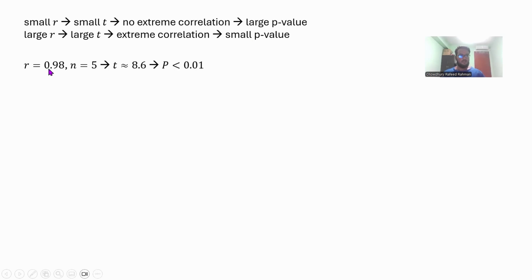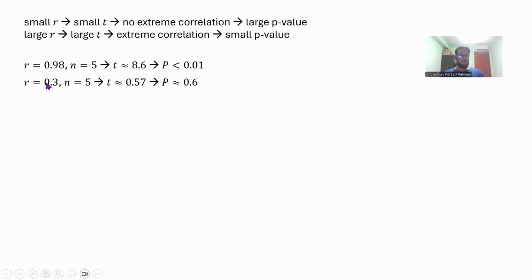For example, in our case, when r equals 0.98 and n equals 5, we are going to have a large t, which is around 8.6, and for this case the p-value will be less than 0.01. Obviously we're wondering how we translate this t-score to a p-value. For this, definitely check out my previous video on the t-test, the link of which I will leave in the description, because there I drew some graphs and tables and explained exactly how to get the p-value from the t-score, which is in itself a pretty big topic. Hopefully you will go through that 10-minute video first and then come back here.